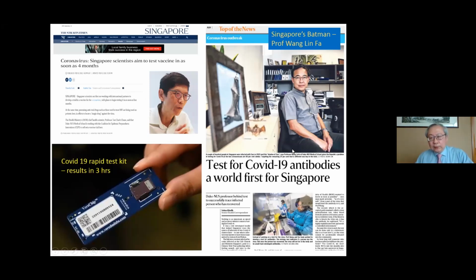These are some examples. Professor Wong Li-Fa is Singapore's Batman because he's the one that discovered the SARS virus coming from bats. And his group has come up with the world's first test for COVID-19 antibodies. This rapid test kit is also developed in Singapore. The turnaround time is 3 hours, and this has been deployed at our port of entries to test travelers with respiratory symptoms. And Singapore is one of the few countries in the world that are beginning to develop a vaccine for COVID-19.